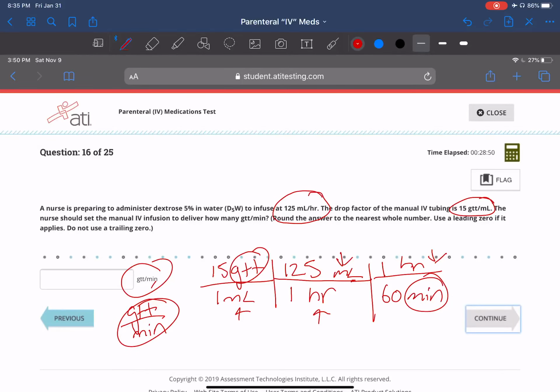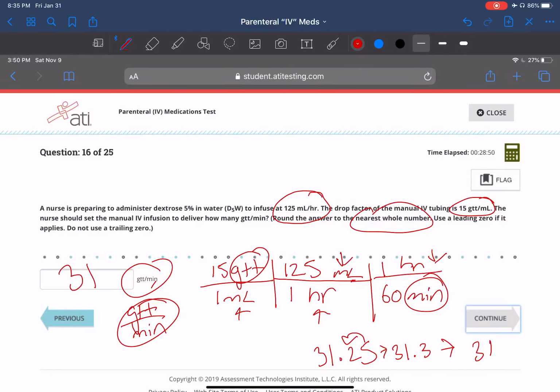So let's multiply across the top. So 15 times 125 times 1, and then divide by the bottom. So divided by 1, divided by 1, and divided by 60. And I got 31.25. I'm asking for the nearest whole number. So the 5 would round the 2 to 3. So 31.3, and that is still equivalent to 31.